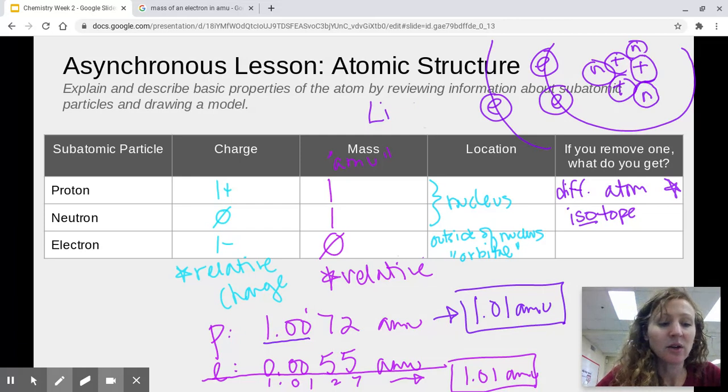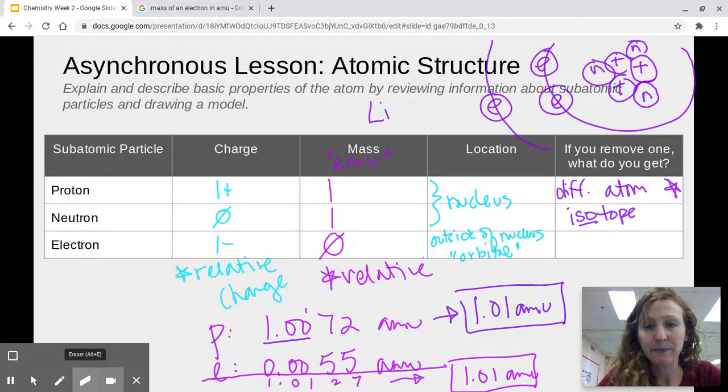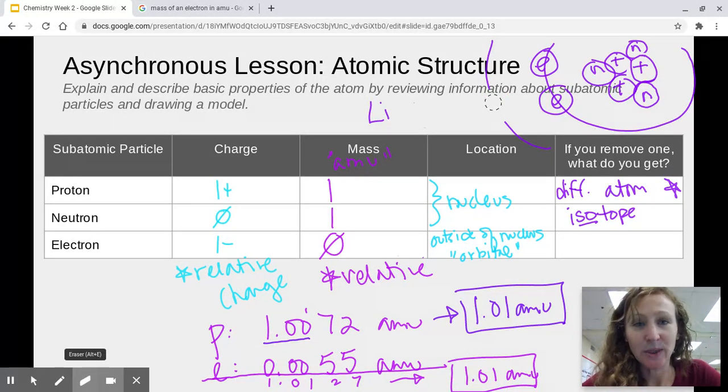All right, let's give that neutron back to lithium. And now let's take away an electron. So now what do I have? Well, I still have 3 protons, so I still have lithium. That lithium still weighs 6, so I don't have a different isotope than I had initially, but I took away an electron. An electron doesn't change the mass, it does change the charge.